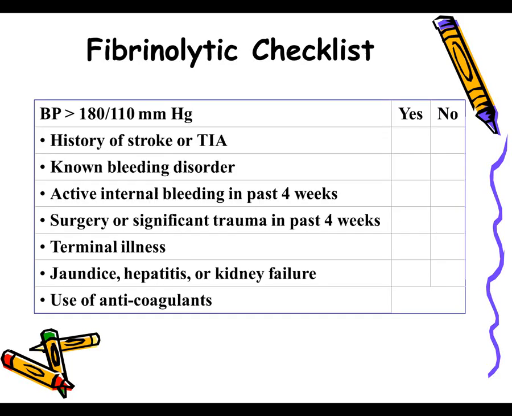Is their blood pressure greater than 180/110? If they answer yes, they're more likely to develop a bleed inside their head with a pressure that high when you give them a fibrinolytic. Or if they've got a widened mediastinum from a thoracic aneurysm with that pressure and you give them a fibrinolytic, you can cause that to rupture. If they have a history of a stroke or a TIA, if they have a known bleeding disorder or active internal bleeding or major surgery, or if they've got a terminal illness or are considered a DNR patient, if they're jaundiced or have hepatitis or kidney failure, or if they're already on anticoagulants like warfarin or Coumadin.